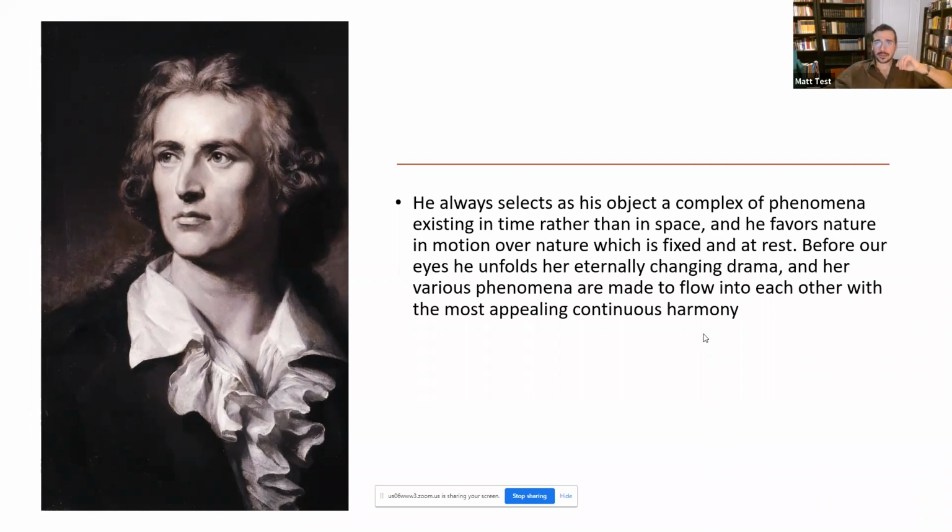And so the painting, how you construct your work of whatever, we could think about that in poetry too if we want later, but he always selects as his objects a complex of phenomena existing in time rather than in space. Now in this case he's talking specifically about a poet, so we have to add space if we're talking about a painter. And he favors nature in motion over nature which is fixed and at rest.